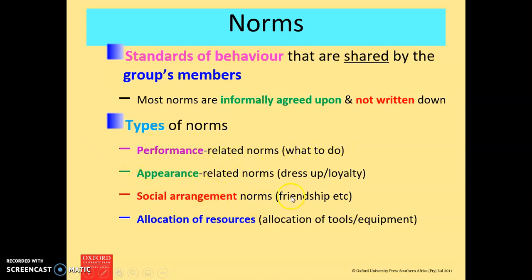Social arrangement norms, for example, in terms of friendships, you can see social arrangements, the way they act between friends compared to the ones they are not really familiar with. And allocation of resources norms refer to allocation of the tools and equipment. There are also different types of norms.